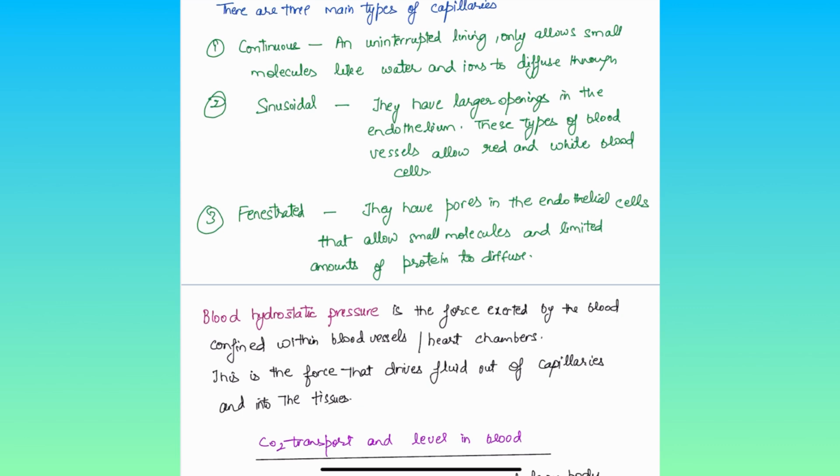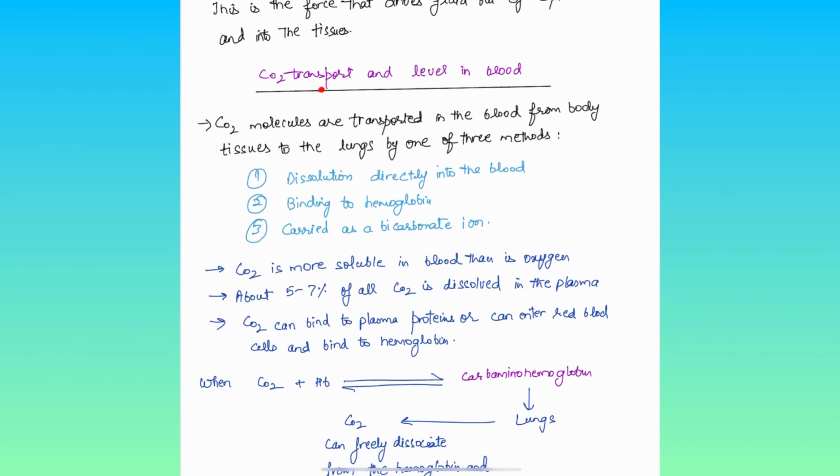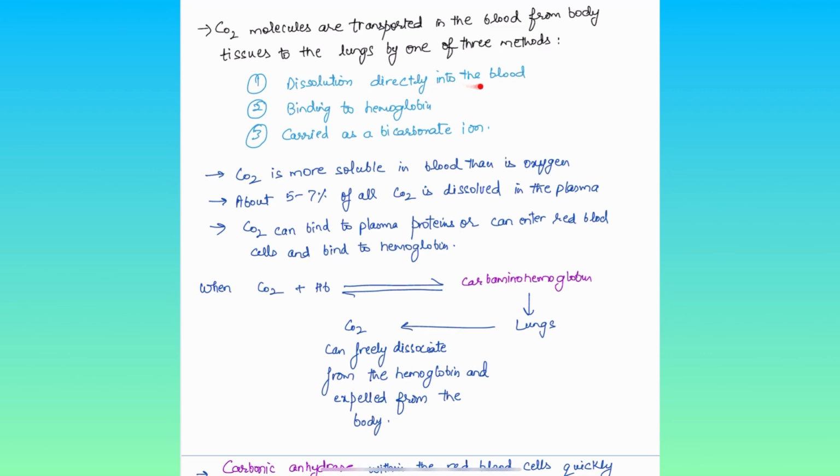Carbon dioxide transport and level in blood. Carbon dioxide is transported in the blood from body tissues to the lungs by one of three methods. First is dissolution directly into the blood, second is binding to hemoglobin, and third is being carried as a bicarbonate ion. Carbon dioxide is more stable in blood than oxygen. About 7 to 8% of all CO2 is dissolved in the plasma, and carbon dioxide can bind to plasma proteins or can enter red blood cells and bind to hemoglobin.